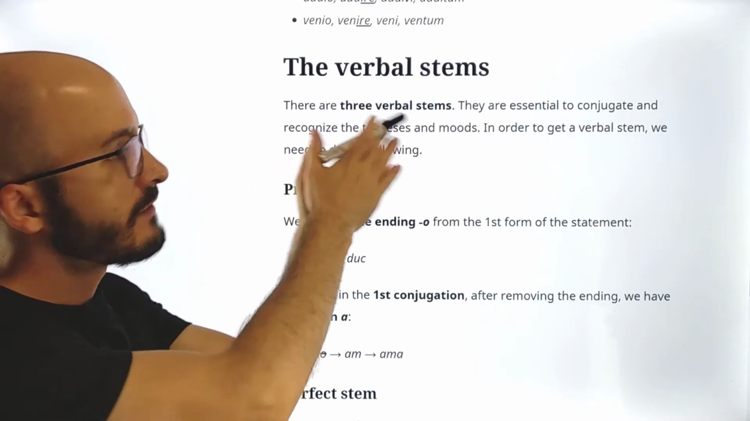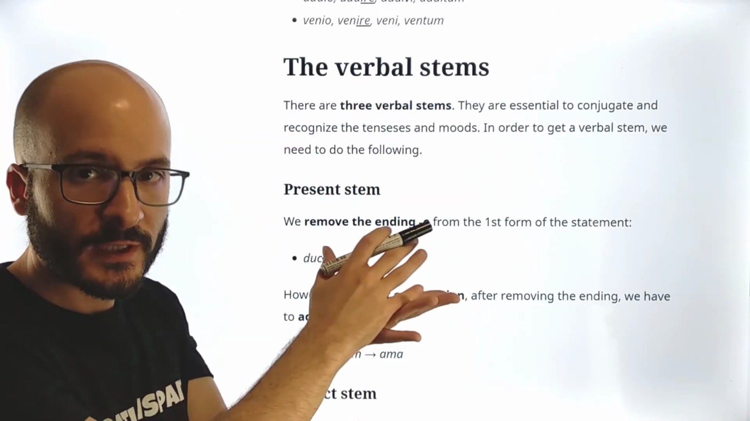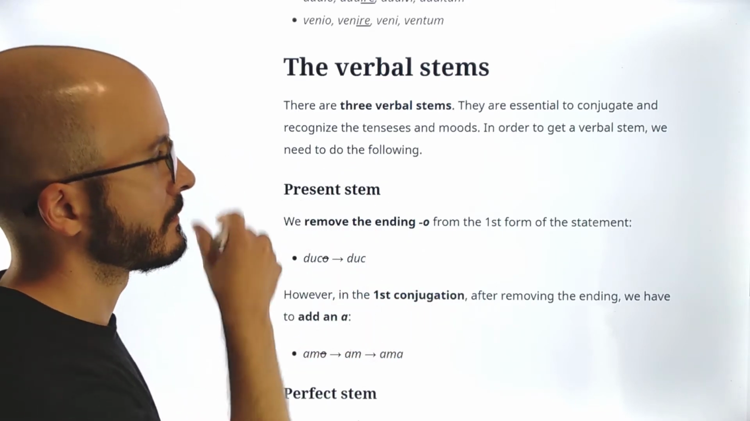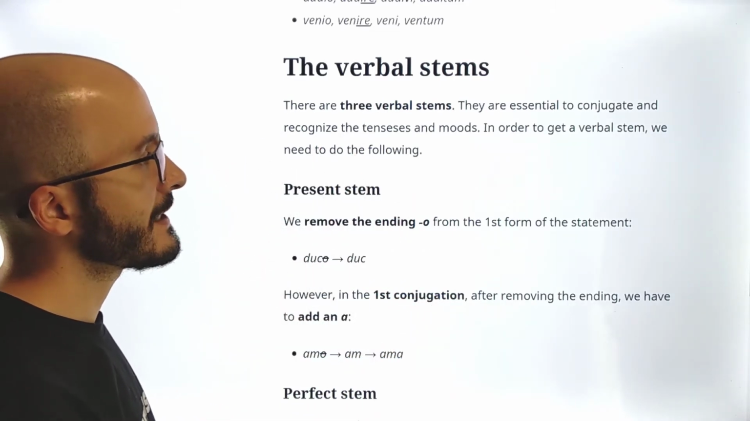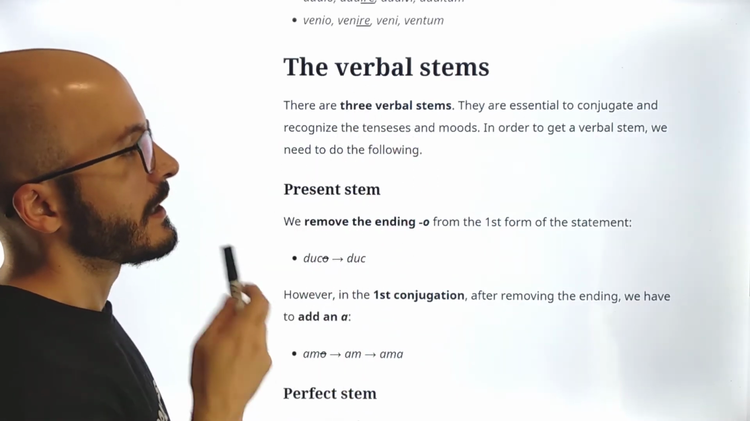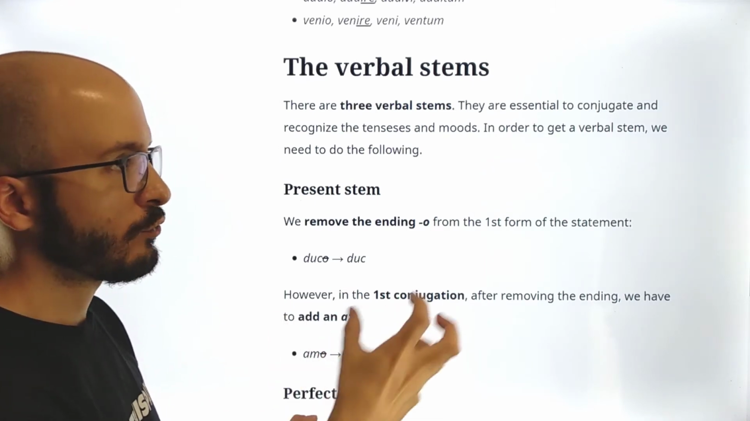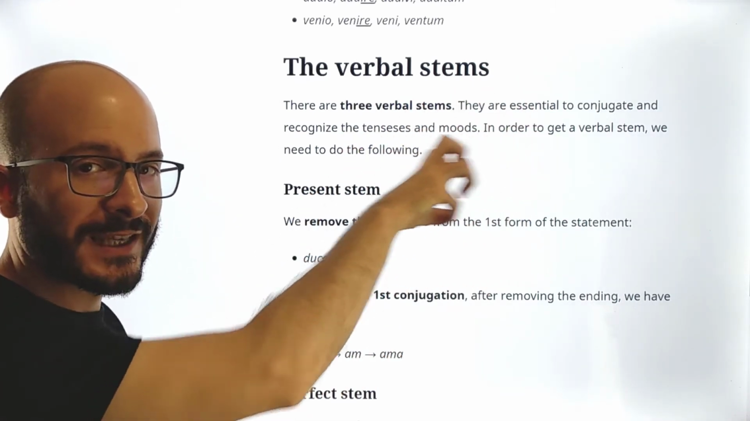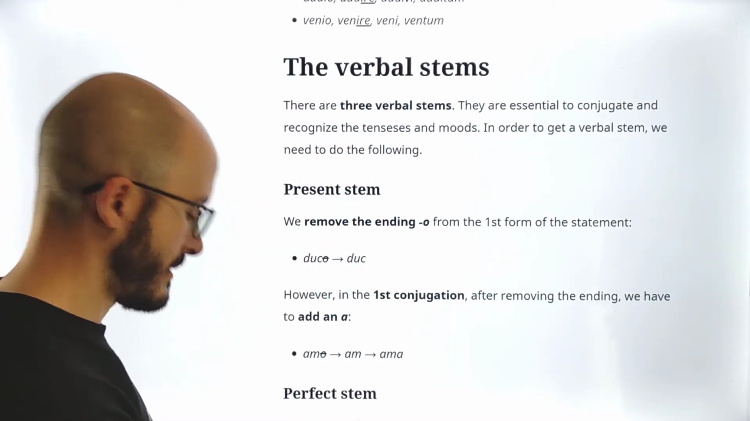The verbal stems. There are 3 verbal stems. We said this already, no? Like present stem, perfect stem, supine stem. Remember, they are essential to conjugate and recognize the tenses and moods. In order to get a verbal stem, we need to do the following. So how, from the statement, do we get each of the 3 stems?